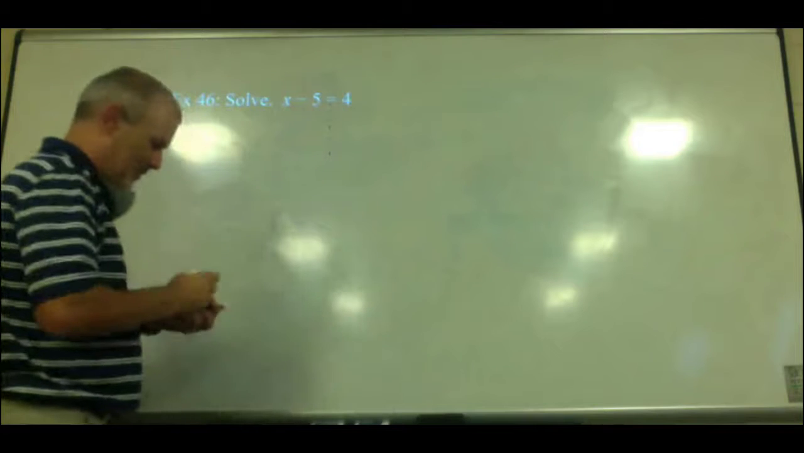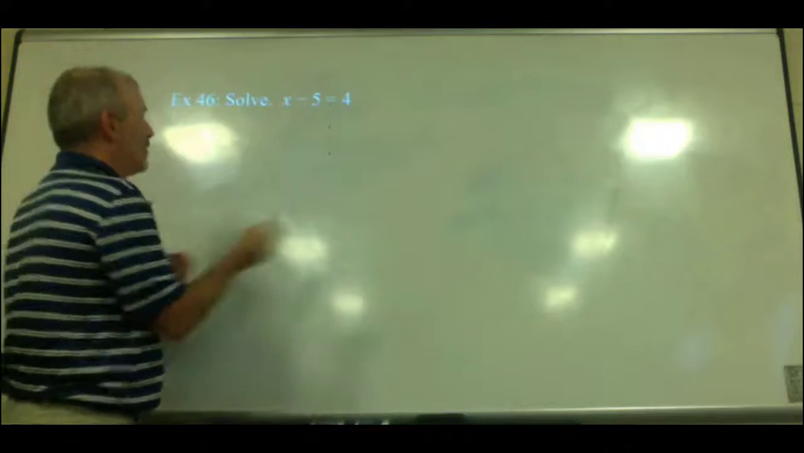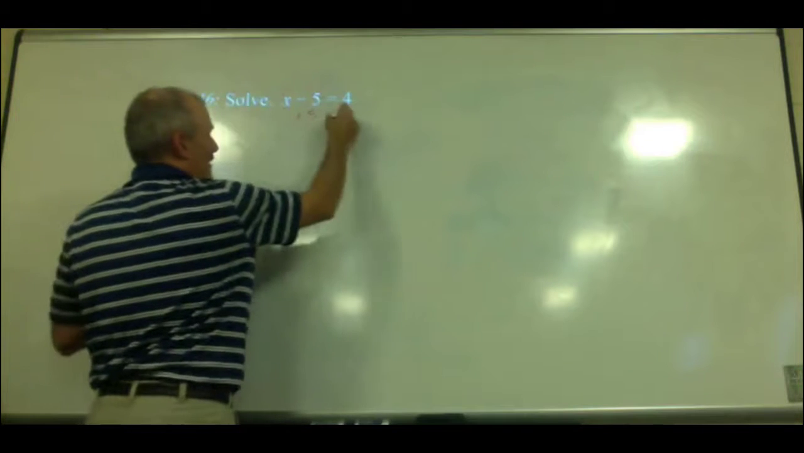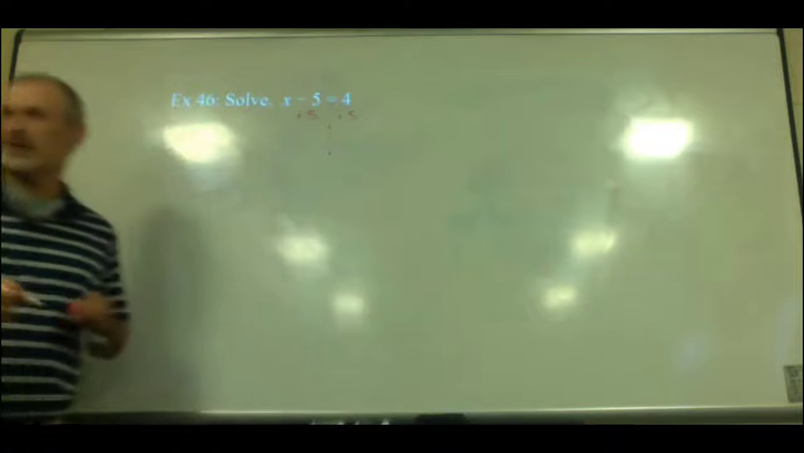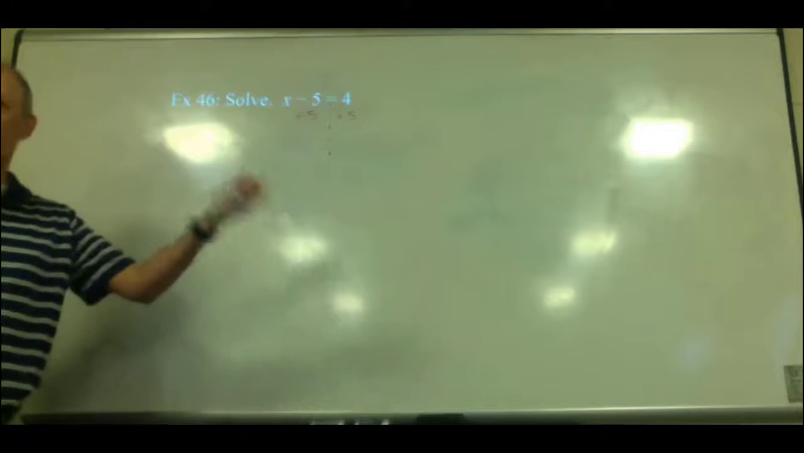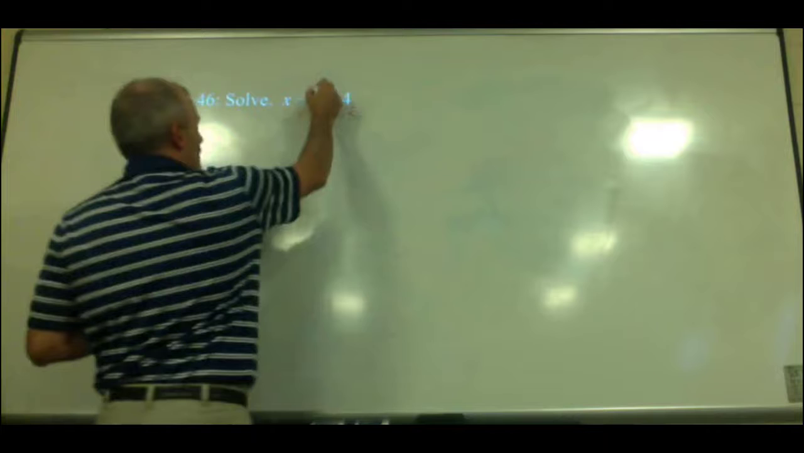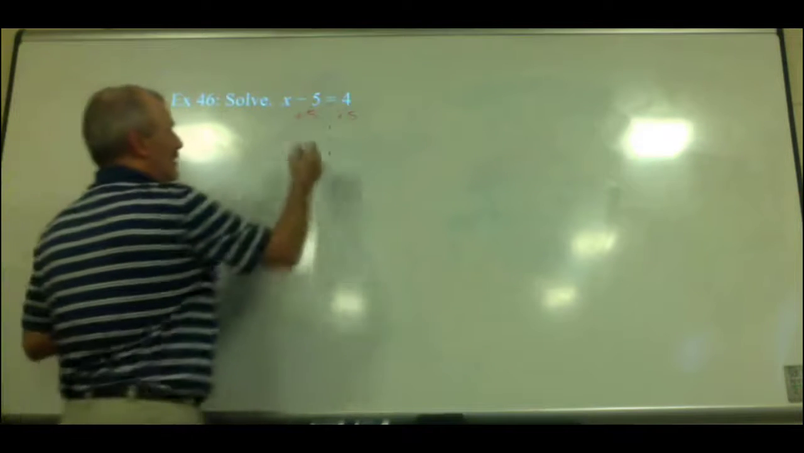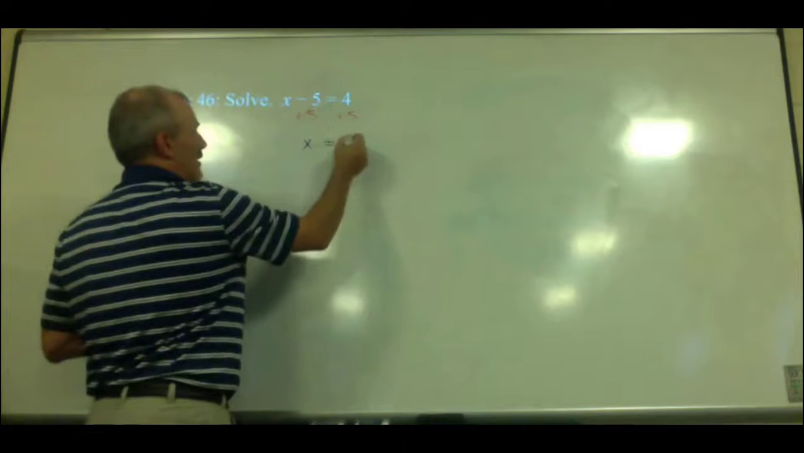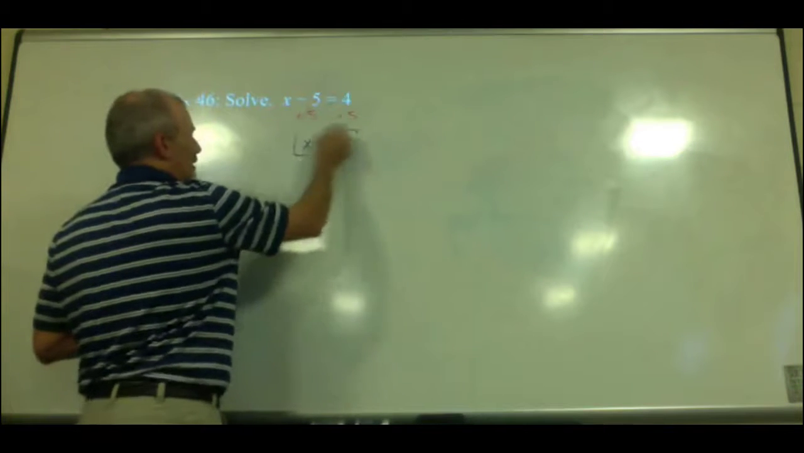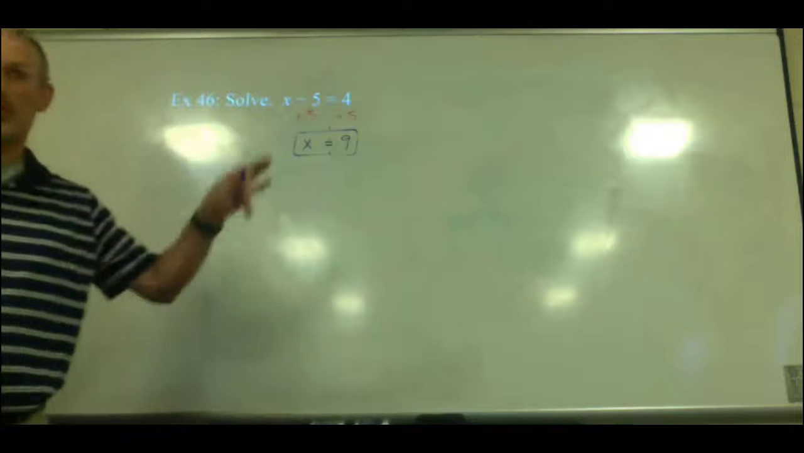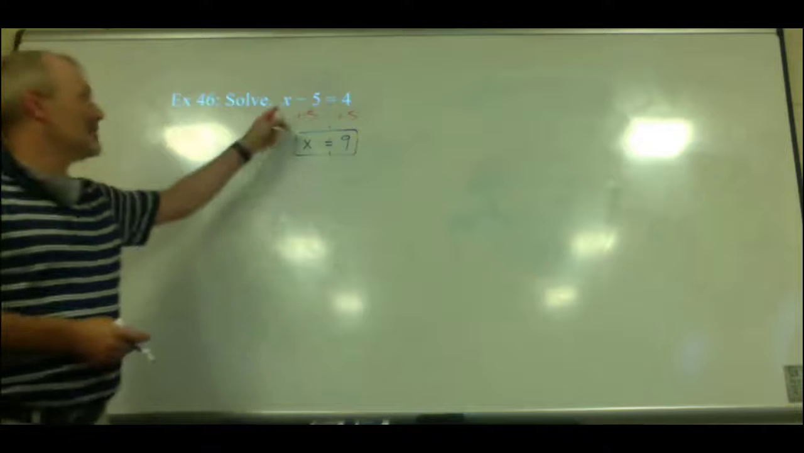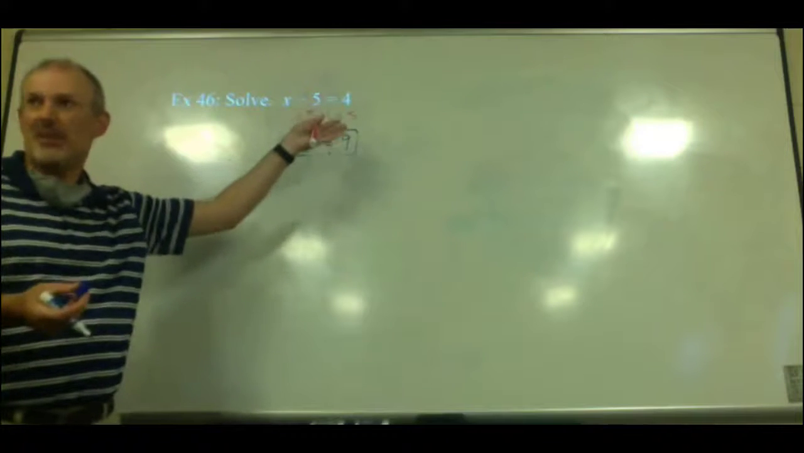Let me switch colors. Try to put my work in red here so you can see the difference. So +5. And again, if we add 5 on the left, we have to add 5 on the right. Keep it balanced, right? Teeter-totter, keep it balanced. So the -5 and the +5 cancel out. And we get x equals 9, 4 plus 5. And if you want to check your answer, you just plug it back in to see if it's true. And this is really easy. 9 minus 5 equals 4.